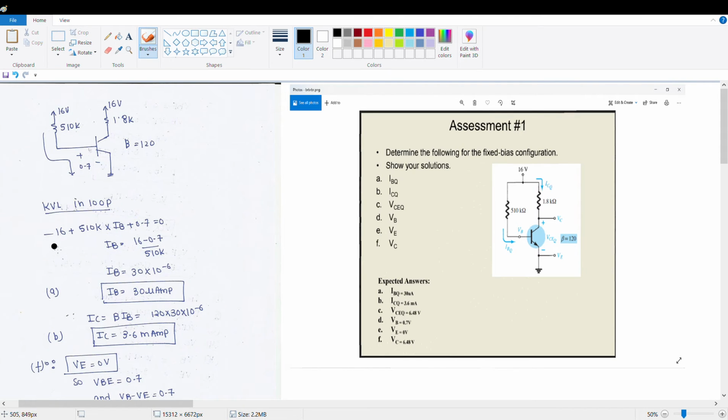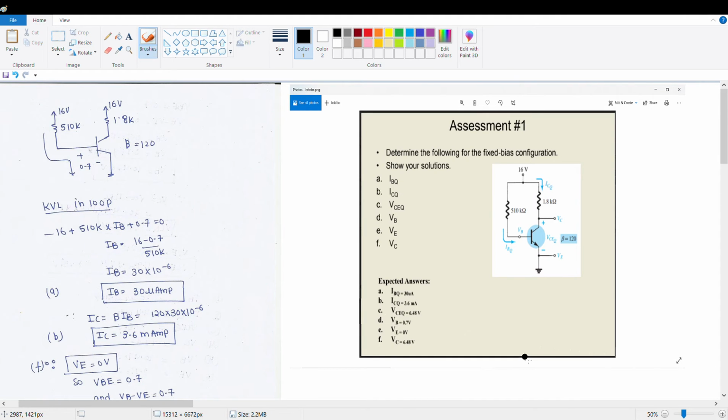By transposing the 16 and 0.7, we get 16 minus 0.7, divided by 510 kilo ohms. So we get the value of our IB, which is equal to 30 times 10 to the power of negative 6, or 30 microamperes. So we already have the maximum base current.